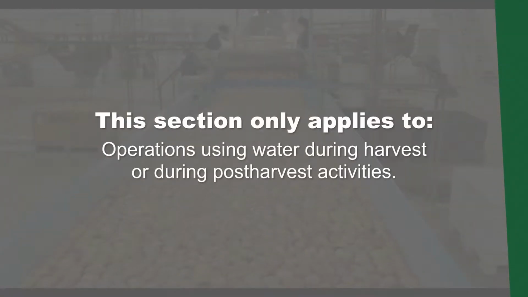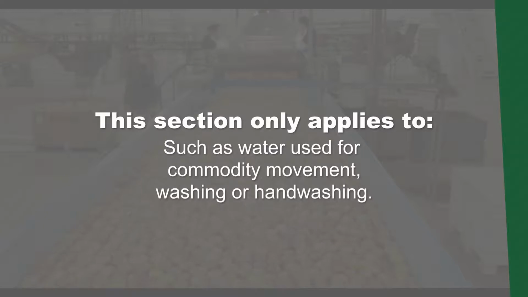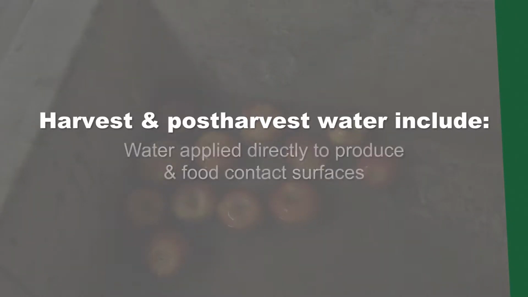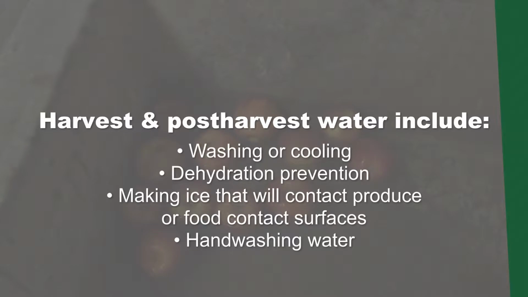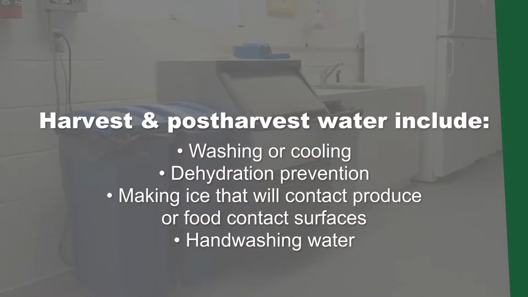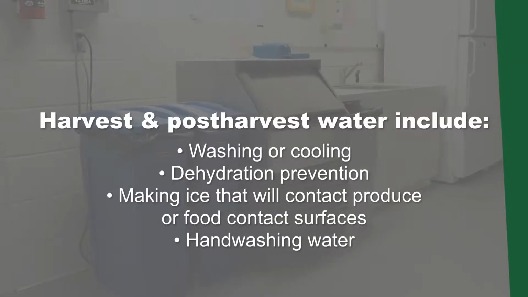Now let's talk a little about harvest and post-harvest water. This section only applies to operations using water during harvest or during post-harvest activities, such as water used for commodity movement, washing, or hand washing. Harvest and post-harvest water include water applied directly to produce and food contact surfaces, washing or cooling, dehydration prevention, making ice that will contact produce or food contact surfaces, and hand washing water.